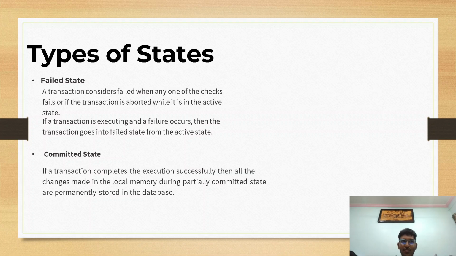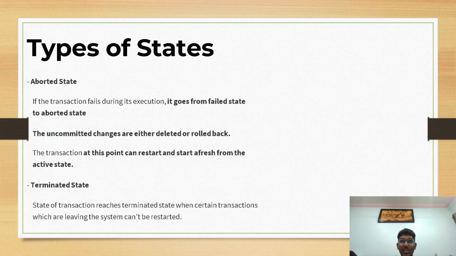The next state is the failed state. A transaction is considered failed when any one of the checks fails or if the transaction is aborted while it is in the active state. If a transaction is executing and a failure occurs, then the transaction goes into the failed state from the active state. Now, the committed state. If a transaction completes the execution successfully, then all the changes made in the local memory or temporary memory during the partially committed state are permanently stored in the database with the help of the commit command discussed earlier.